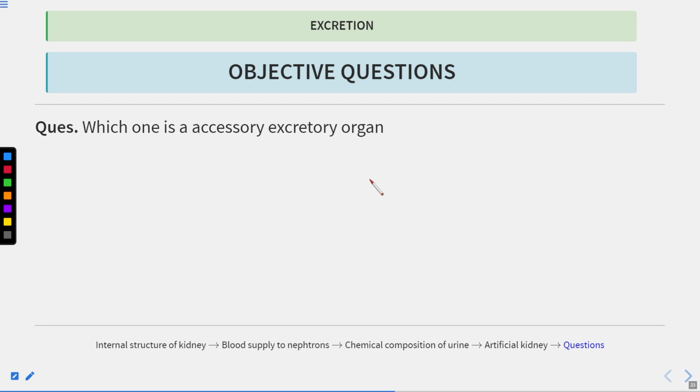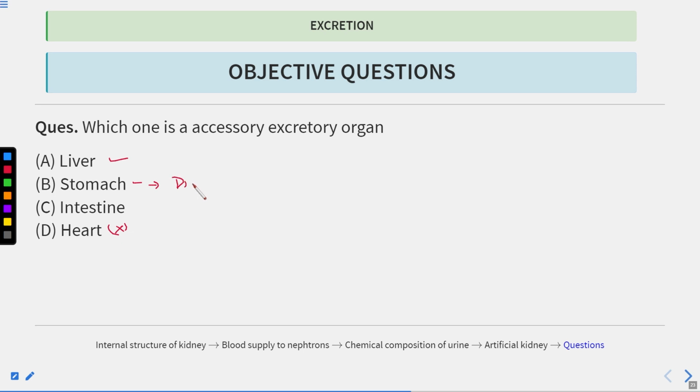The next question is, which one is the accessory excretory organ? Option A is liver, option B is stomach, option C is intestine, and option D is heart. We can directly eliminate heart, as it is not an excretory organ. Liver, we have already discussed, is an excretory organ. Stomach is not an excretory organ, it is a digestive organ. It is a part of the alimentary canal and is involved in digestion.